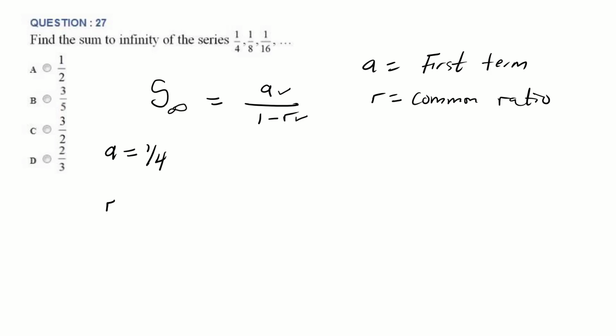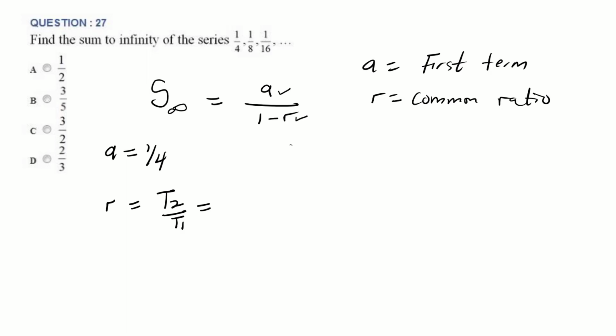r is the common ratio, which is T2 over T1. That is the division of the second term by the first term, or the division of a higher term by the one immediately preceding it. For example, we can say T3 over T2, T2 over T1, T4 over T3. They are all definitions for common ratio.